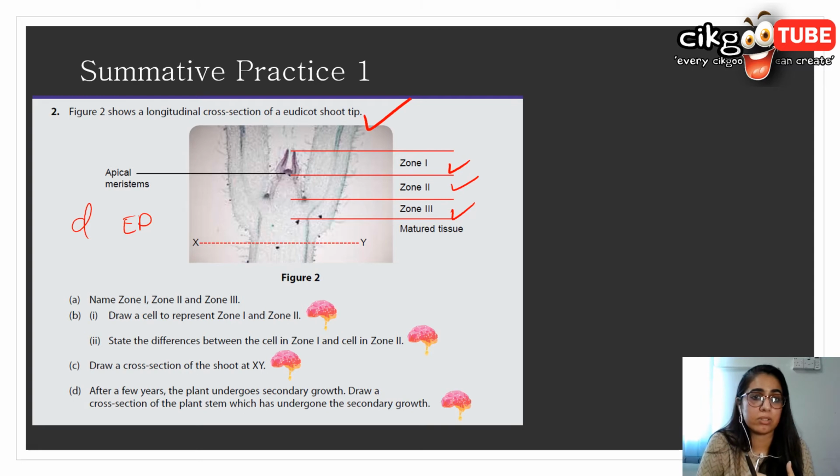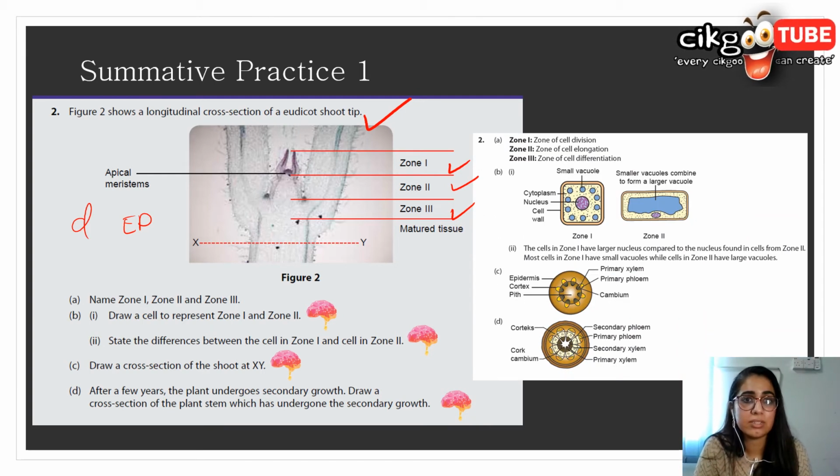Then they ask you to draw a cross section of the shoot at X and Y. That is the mature tissues. So what is that? And after a few years, the plant undergoes secondary growth, and draw a cross section of the plant stem which has undergone the secondary growth. Now you can do this first question, and then come back and check your answers.